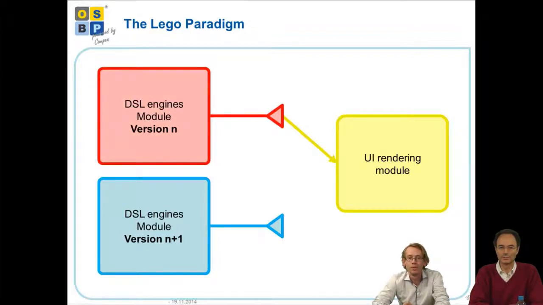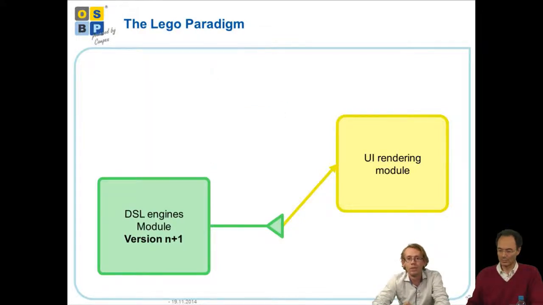Active means green. Now we are going to stop the bundle in version N. So the provided DSL engine service will be removed from the UI rendering module, but OSGi will ensure that you immediately get injected version N+1. So the UI rendering module can work properly for every request. There is no need for downtime in any of the cases.